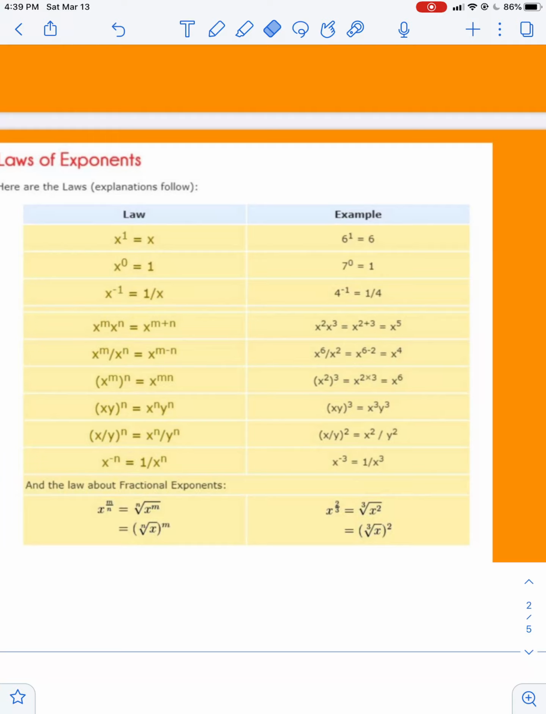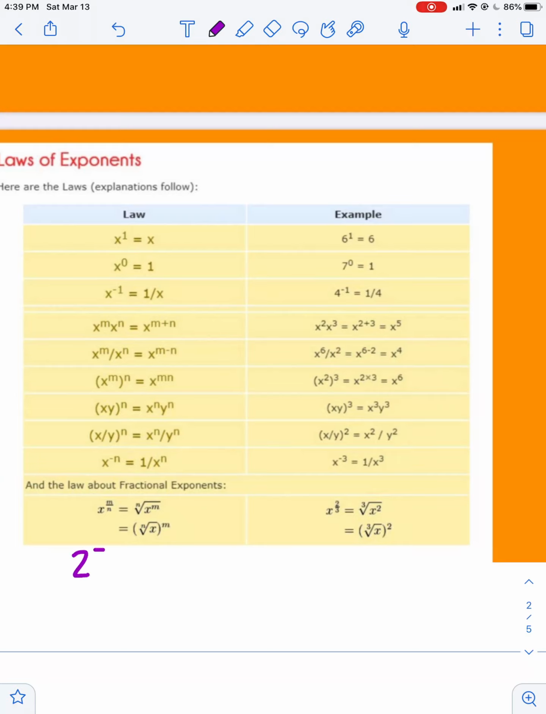So if I were to have different bases, so if I had like 3 to the 3rd times 2 to the 3rd, I can't combine that because these bases I have are different, okay? So you have to have the same bases or it does not work, okay? And that's going to be true for all these rules that I'm showing you. You have to have the same base.